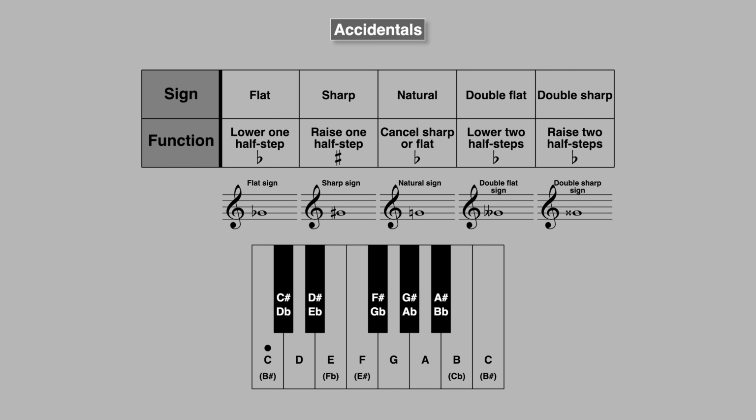In this video, I will explain what accidentals are and how they are used in music. Accidentals are used to alter the notes from what they are supposed to be according to the key signature and thereby scale. They are cancelled after each measure.